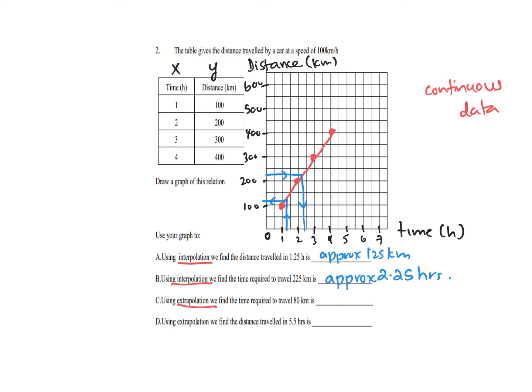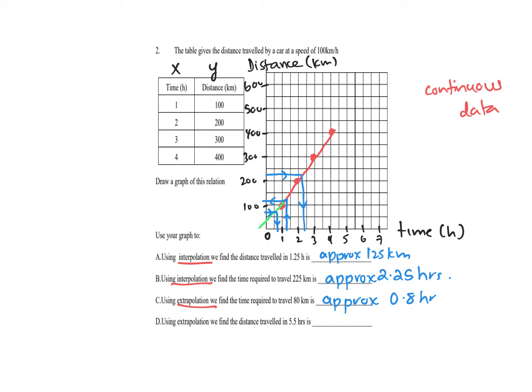That's because I need to make the line a little bit longer to find 80. So I'm going to extend the line this way. And then I'm going to do 80, which is about here, and go down, indicating the direction. So it's approximately 0.8 hours.